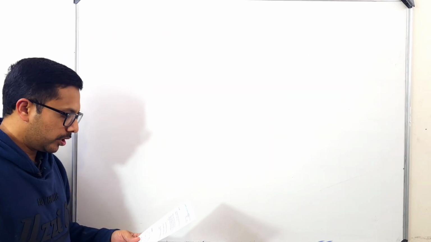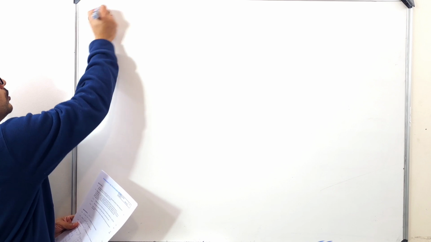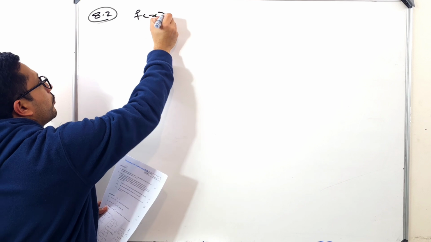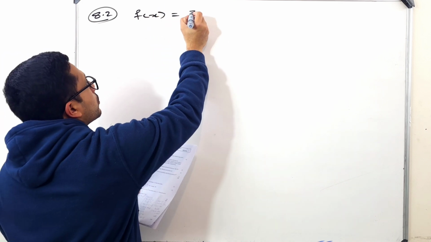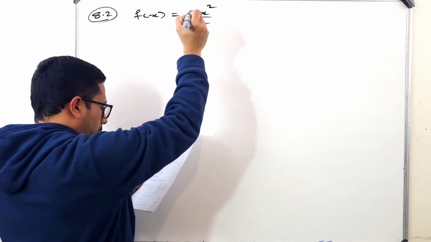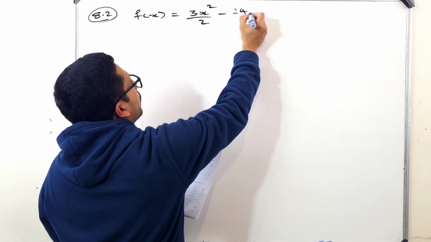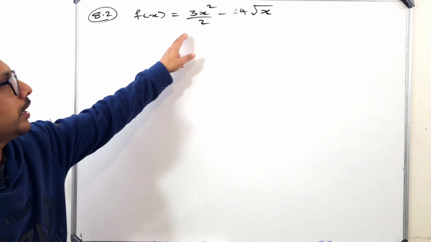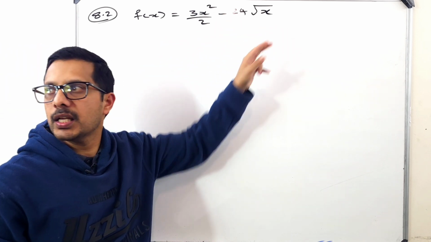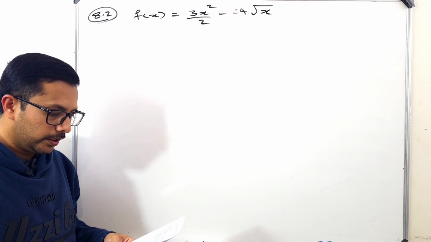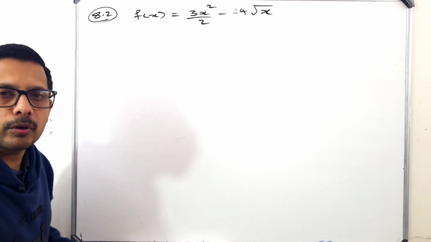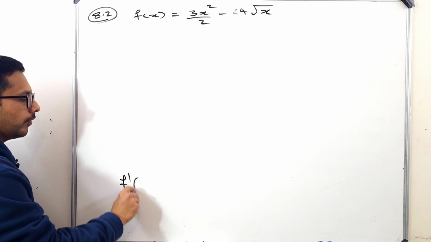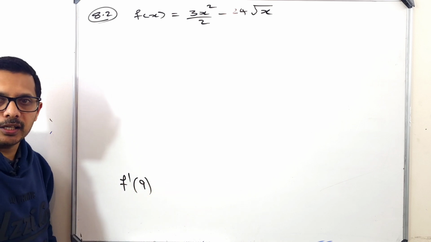Okay, let's move to the next question. Question number 8.2. What is that question? Given f of x is equal to 3x square divided by 2 minus 24 square root of x. So there is a function given like this, 3x square minus 24 square root of x. And what you have to do? You have to find f dash of 9. So normally the question will ask to find the derivative f dash of x. But here, what is the question? F dash of 9. Don't forget that one.